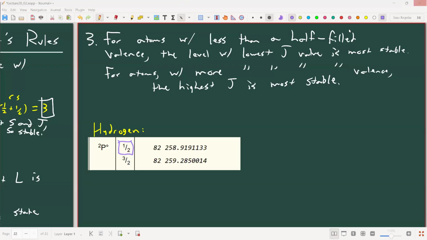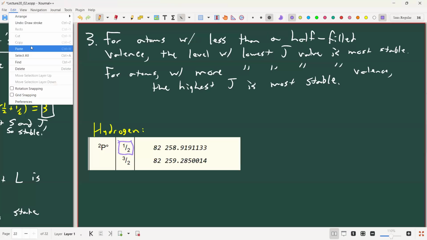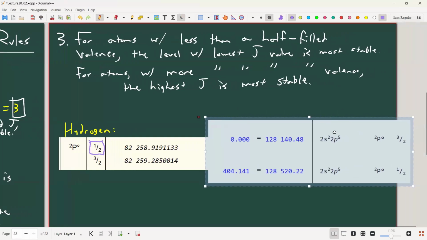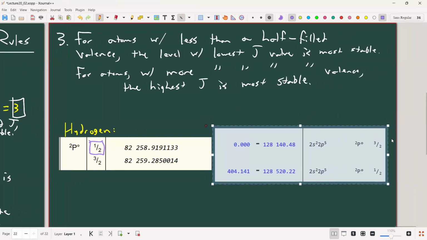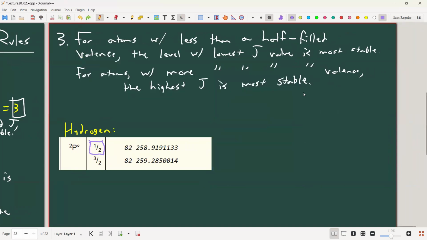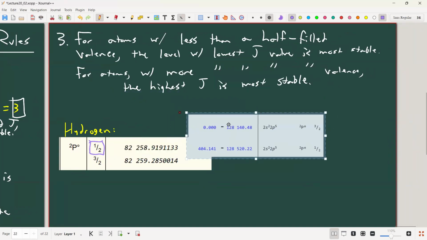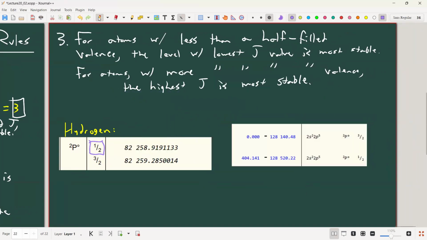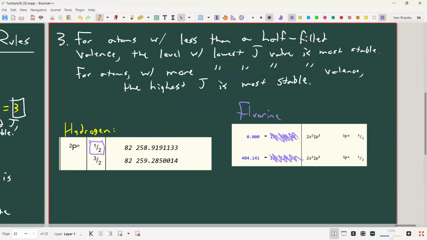Not the best drawing of this, or the best tabulation of this. This is in fluorine. Ignore these numbers. I'm just going to cross them out. This is in fluorine. Right, and you can see here the 3/2 state is at 0 wave numbers, and the 1/2 state is at 400 wave numbers. So 3/2 is more stable.